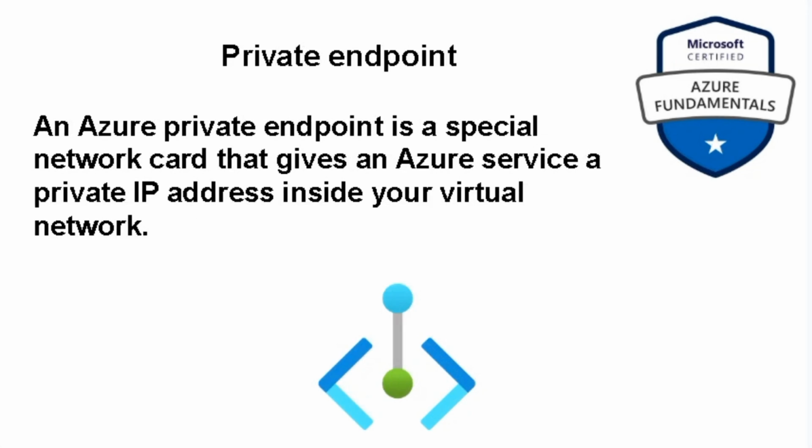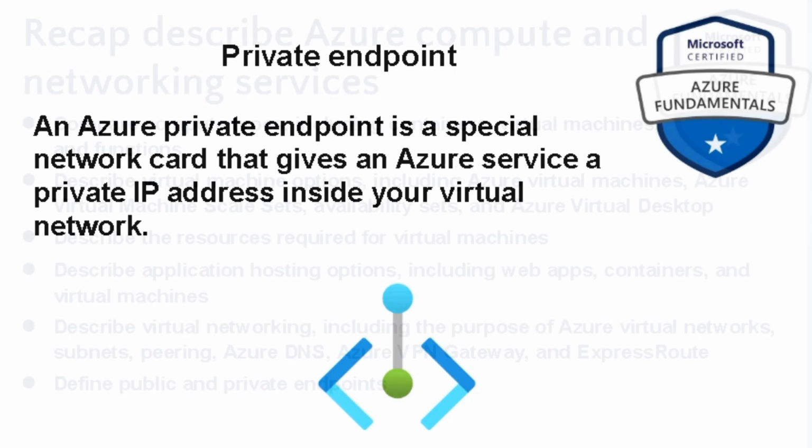We also have something called Azure Private Endpoints, and this is a special network card that gives an Azure service a private IP address inside your virtual network. So private endpoints, think about it like you can only access it from a specific private area. So think about public versus private: private is only accessible from specific areas.